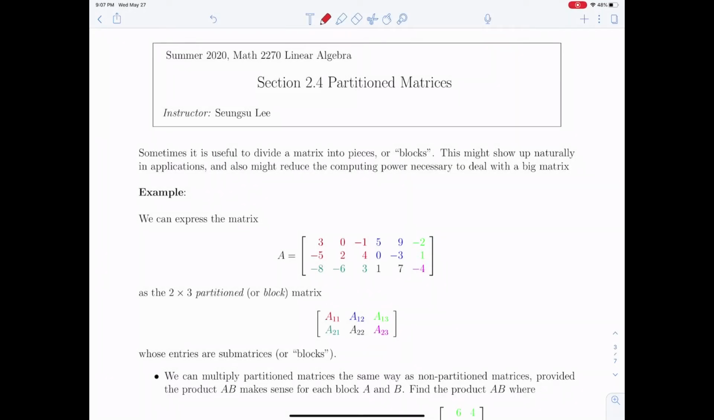Okay, so in this section, we're going to talk about partitioned matrices. Basically, we're going to divide a matrix into several pieces or blocks. This can potentially reduce the number of operations you do when you calculate the matrix products.